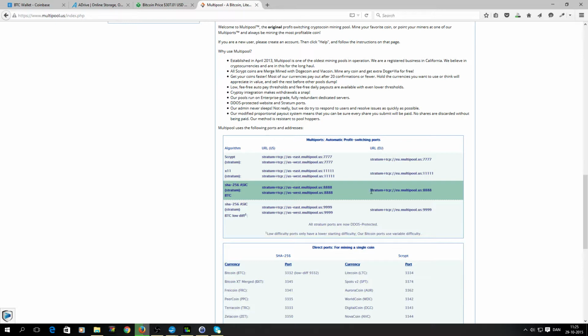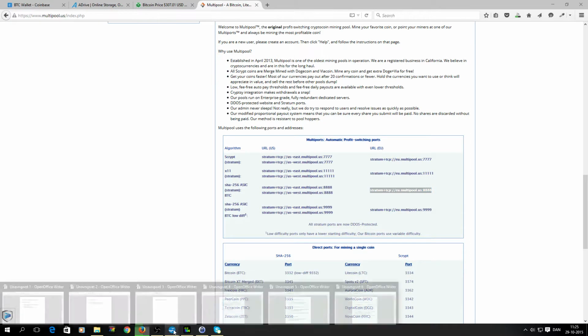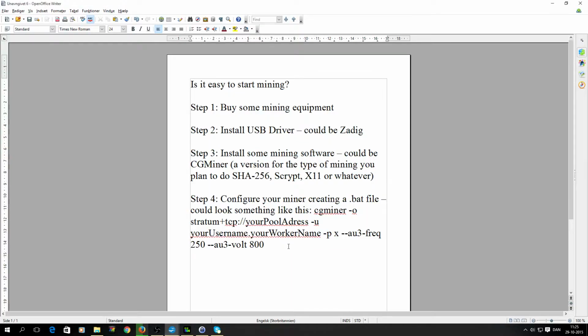And we wanted to join the multi-pool where we would mine different coins, whichever has the best value. Then we would copy this URL, and then we would go to our file. You could create this bat file in Notepad, and then we would set in this pool address, and it would look something like this.